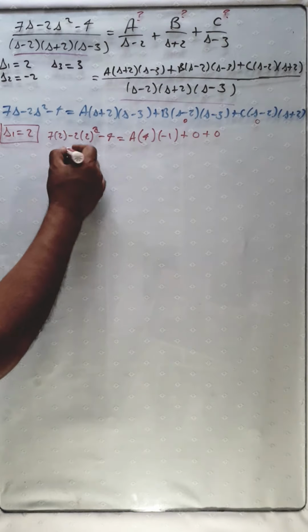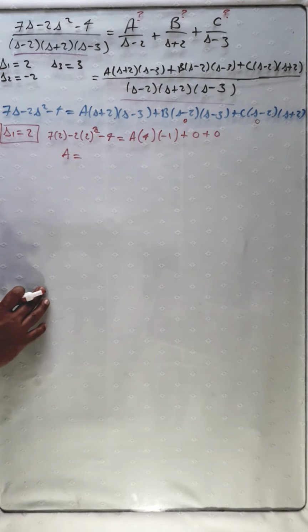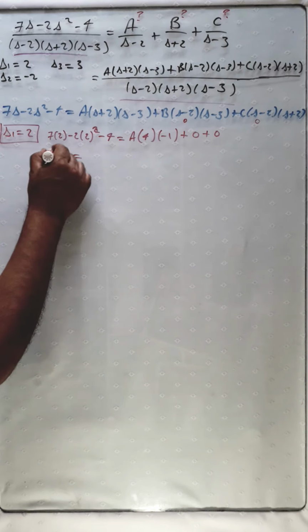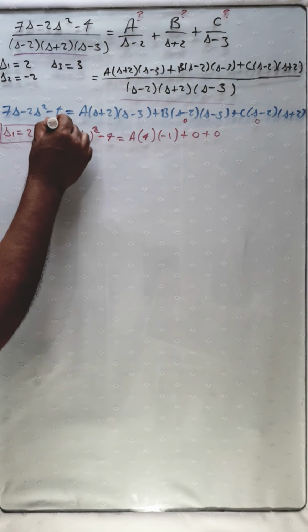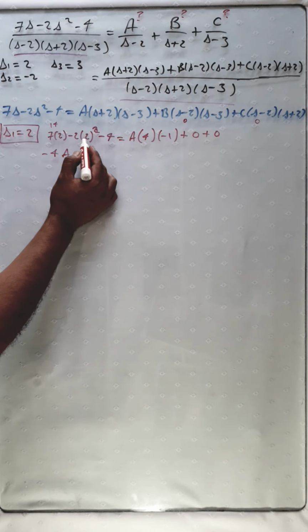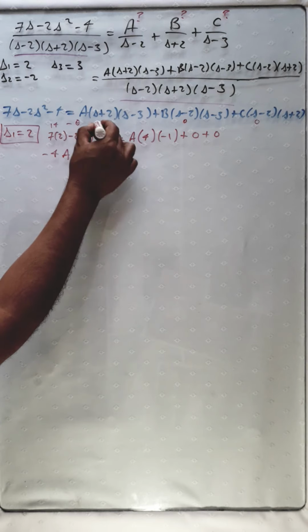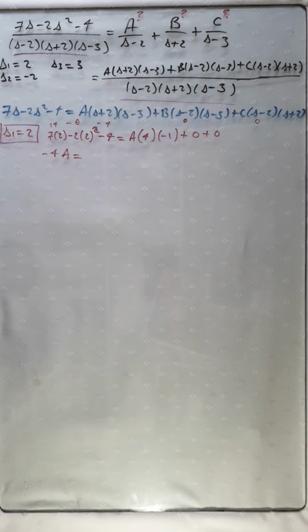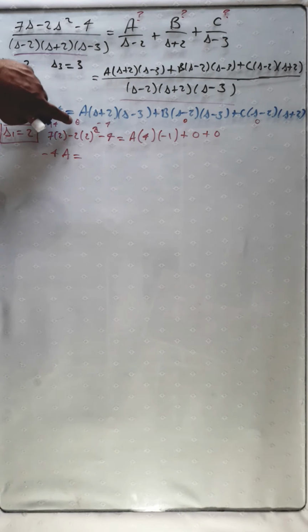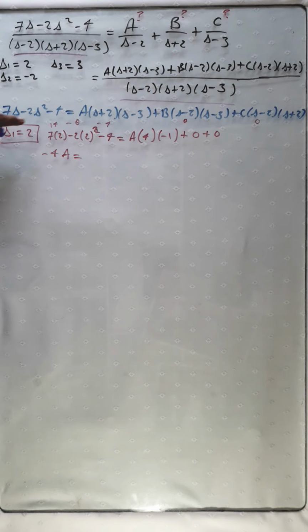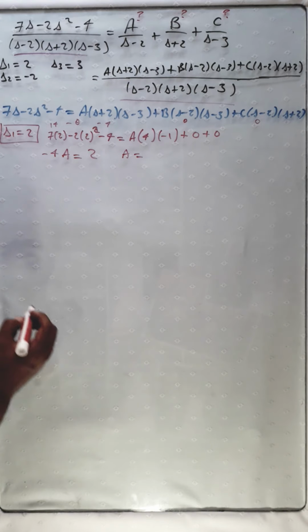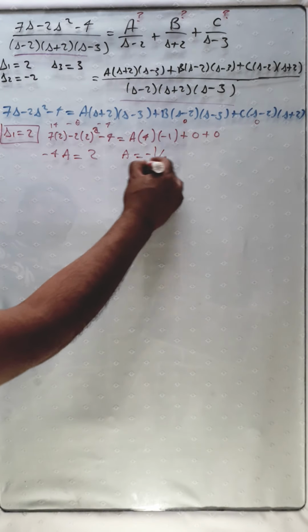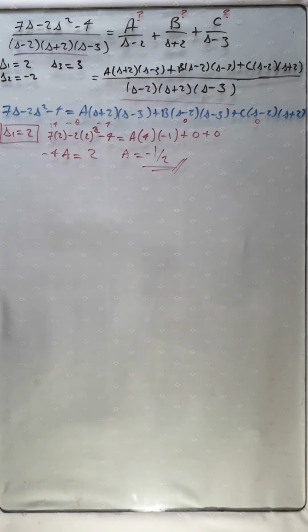So what is the value of A? On this side we have 4A times minus 1, so minus 4A, and on the other side it is going to be 14, and then 2 squared is 4, times 2 is 8, so minus 8, and then minus 4. So that makes minus 8 and minus 4, minus 12, plus 14, which is just 2. So the value of A happens to be just minus 1 over 2. That is the first value, A.